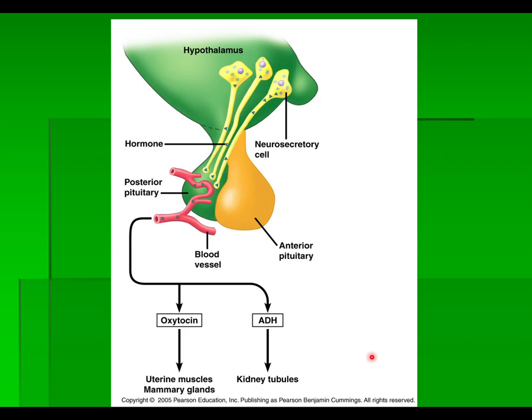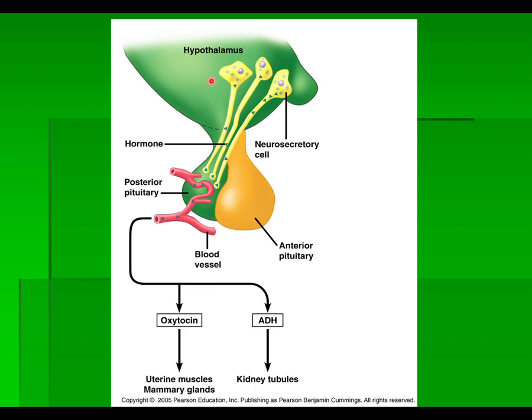Now, other hormones produced by this are oxytocin, which is involved in birth, so it helps the uterine muscles contract. Okay, and ADH, which we're looking at today. Now, your anterior pituitary works in a slightly different way. You have these cells up in the hypothalamus that detect various things.